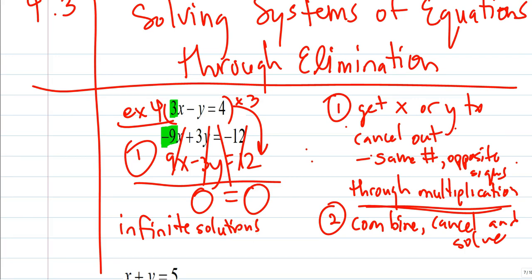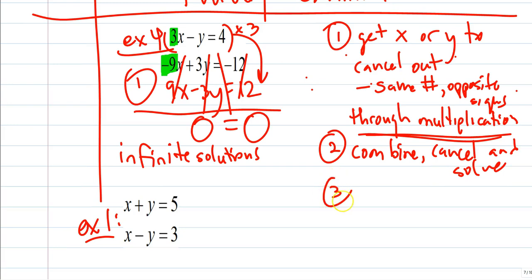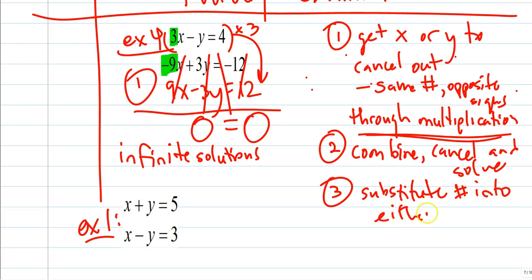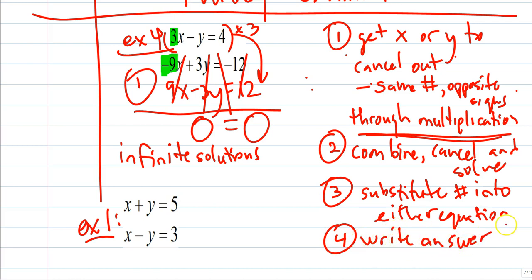Okay? I will list out the other steps if we had gotten a number here. Those of you that hate substitution, step 3, we have to use it anyway. We still have to substitute. If we had a number that we got here, substitute the number into either equation and solve. And last, once you have both points, make sure that you write your answer as a point, x comma y.